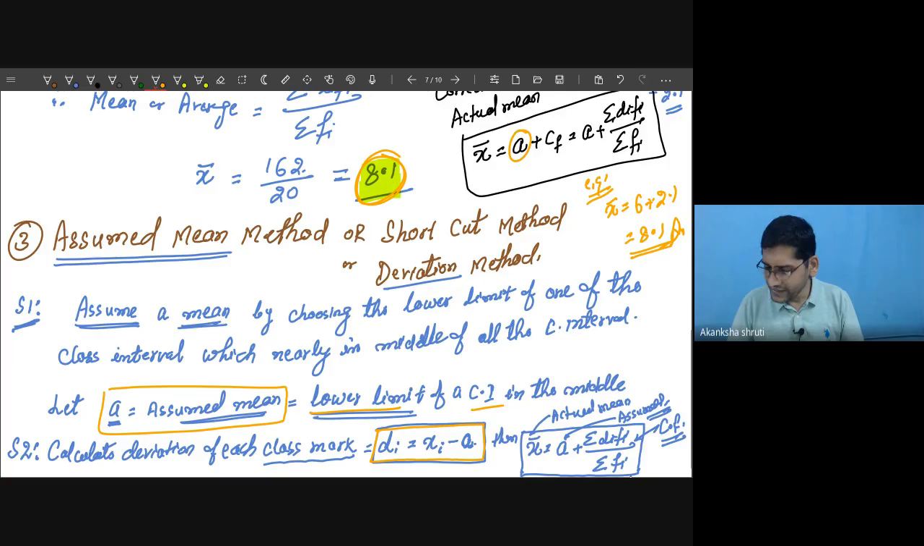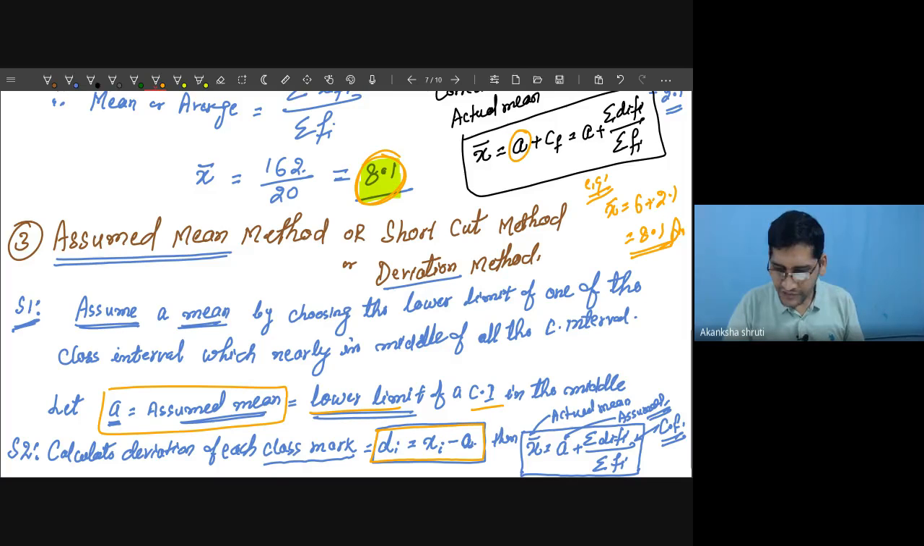Then finally, the mean is calculated by adding this correction factor, by the formula x bar equals A plus summation of difi divided by summation of fi. So in place of summation of xifi, we are calculating summation of difi. That is the only difference. Okay students, I hope this is clear. With this, we are going to solve the question.